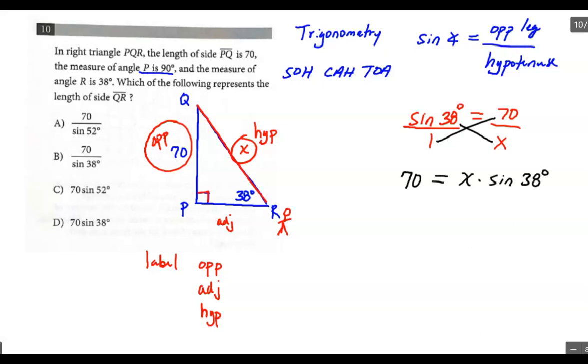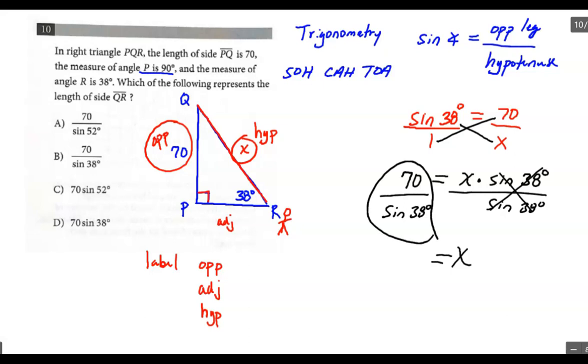And then if I want to solve for x, get x all by itself, I have to do the opposite of times sine of 38. So I need to divide by the sine of 38 degrees, and divide by the sine of 38 degrees. So that way this cancels. And x is just going to equal that expression there, which is B.